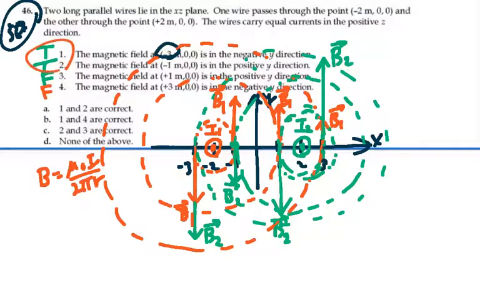So statements 1 and 2 are true. Statements 3 and 4 are false. The answer then is to say that 1 and 2 are correct, because that's the only one of the options that is correct.